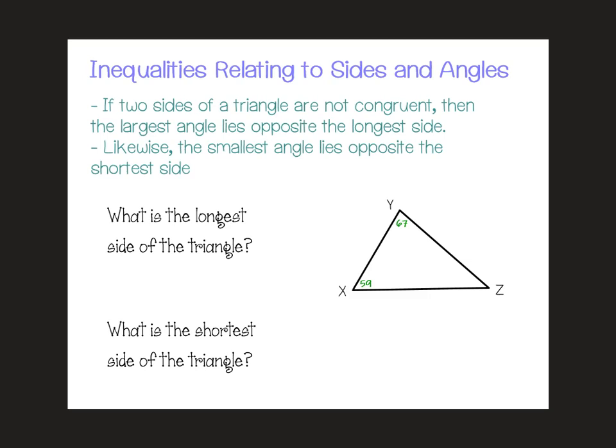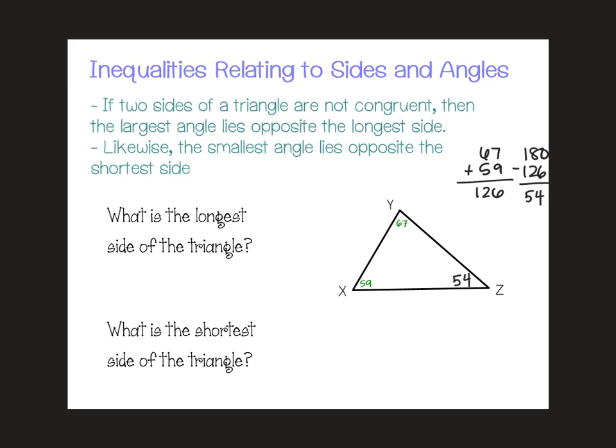Okay, so then the other thing is inequalities relating to sides and angles. If two sides of a triangle are not congruent, the largest angle is opposite the longest side. And likewise, the smallest angle is opposite the shortest side. So it gives you this triangle, and I'm going to start by solving for angle Z. So I'm going to take 67 plus 59, and I get 126. And then triangles add up to be 180 total. So if I subtract, I get 54. So angle Z is 54.